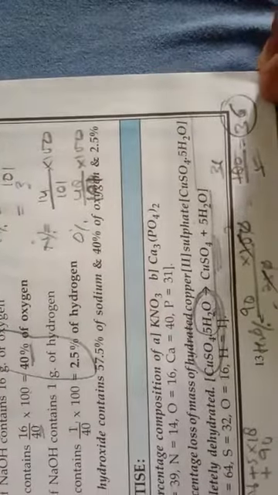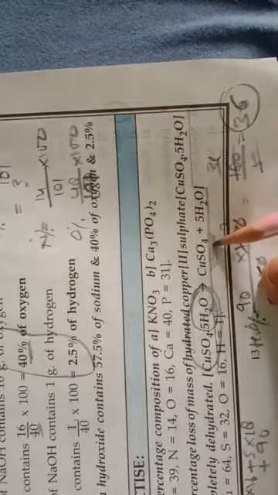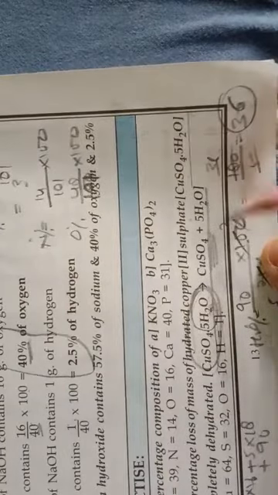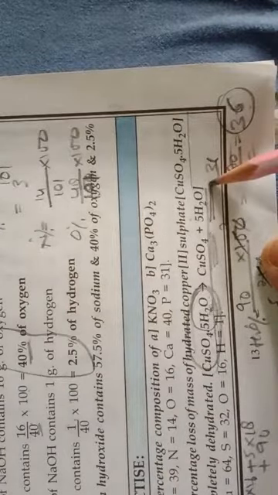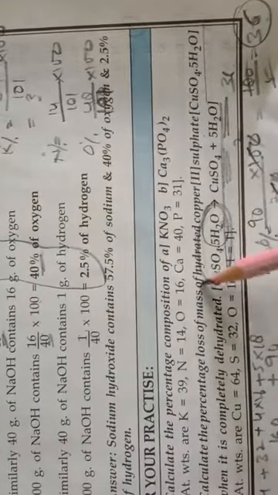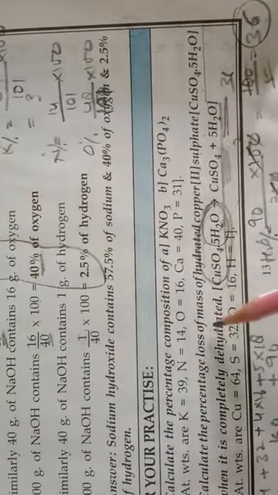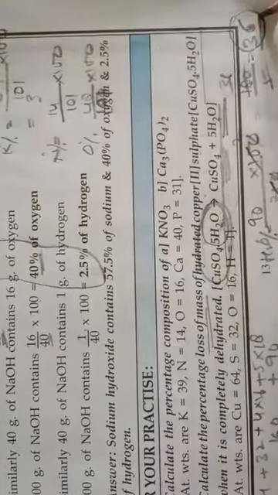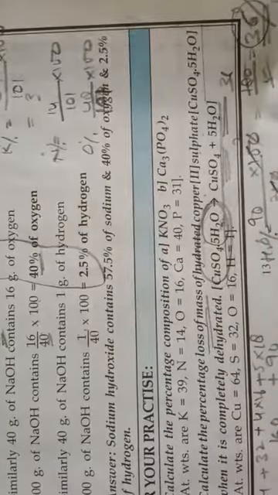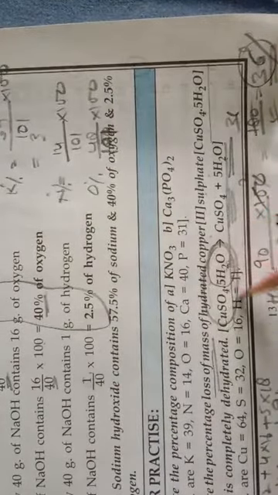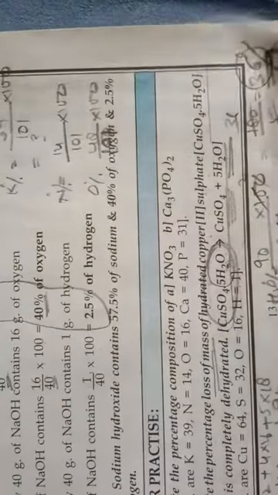Okay, so when this copper sulfate pentahydrate is completely dehydrated, then this percentage composition will be lost. Okay children, so the total loss according to the question, calculate the percentage loss of mass of hydrated copper(II) sulfate. So what will be the percentage loss of mass? It will be equal to 36%, because the composition of water in 1 molecule of copper sulfate pentahydrate is 36%.